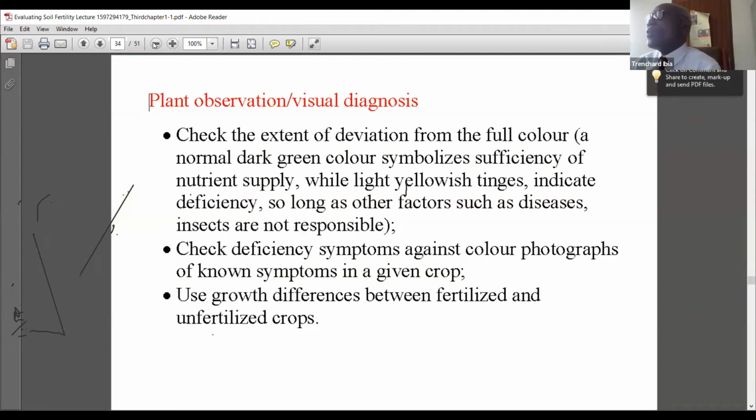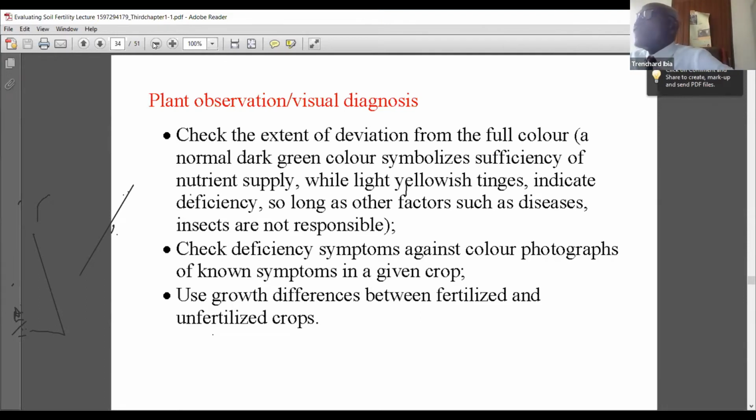A normal dark green color symbolizes sufficiency of nutrient supply, while light yellowish tinges indicate deficiency, so long as other factors such as diseases and insects are not responsible. Check deficiency symptoms against color photographs of known symptoms in a given crop. Use growth differences between fertilized and unfertilized crops. We have a checklist of deficiency symptoms.